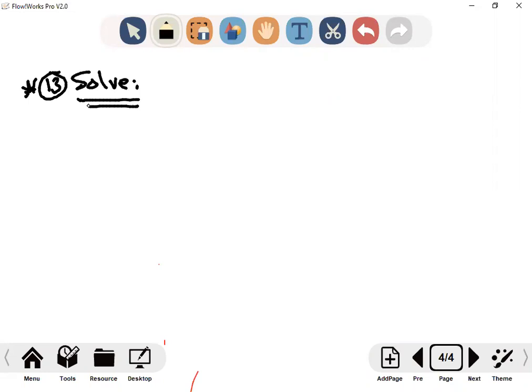X power 2 minus 6x plus 9 less than or equal to 0. Focus, guys, because I will give you another way to understand it very well.